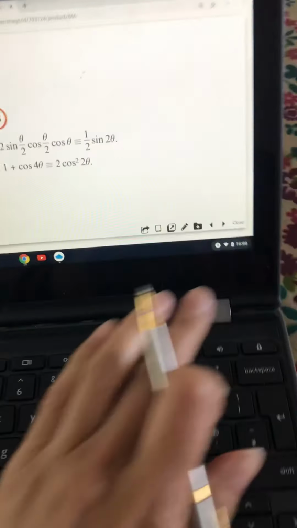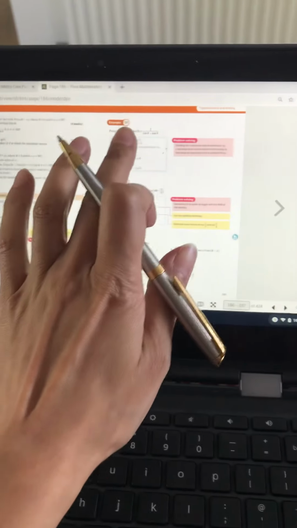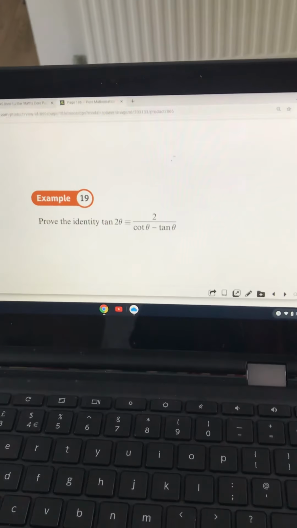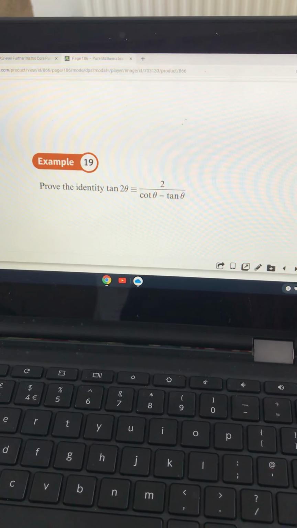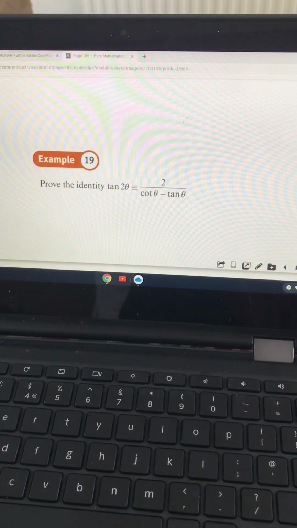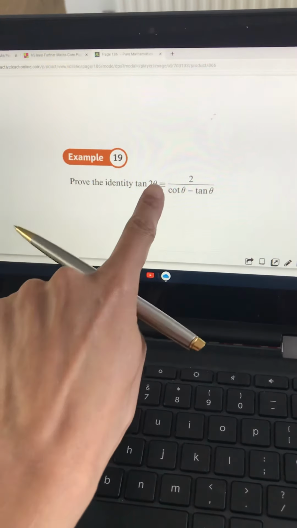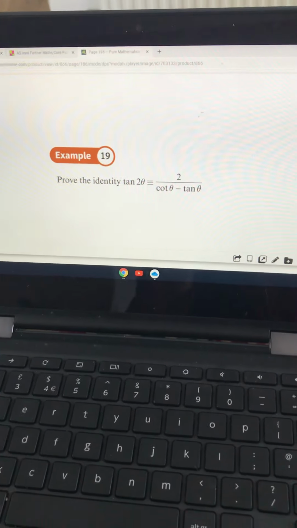I'm going to look at the next example. So I'm going to look at example 19. Prove the identity tan 2 theta is the same as 2 over cot theta minus tan theta. Some of you might be wondering what's with the 3 lines. I think I might have explained it before.